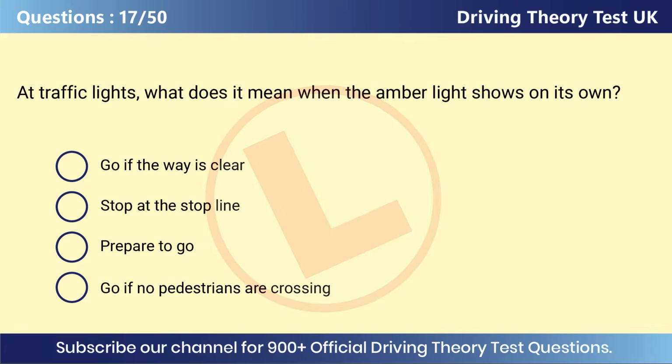Question 17. At traffic lights, what does it mean when the amber light shows on its own? A. Go if the way is clear. B. Stop at the stop line. C. Prepare to go. D. Go if no pedestrians are crossing.